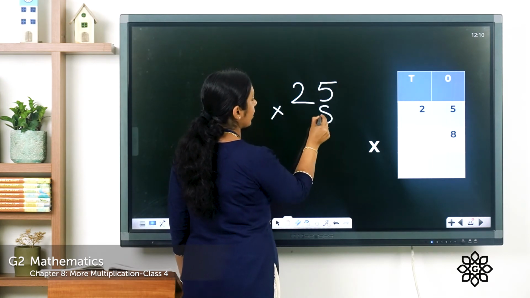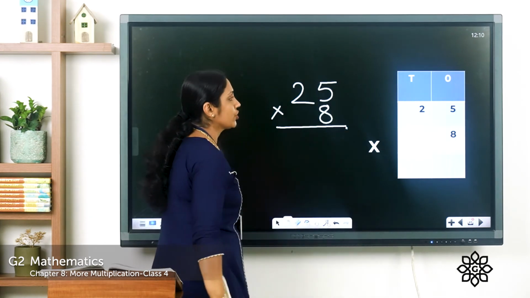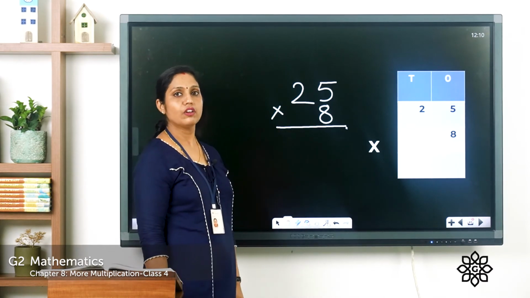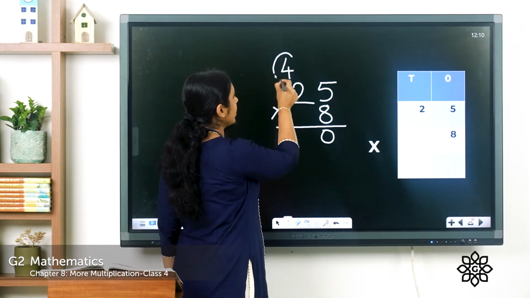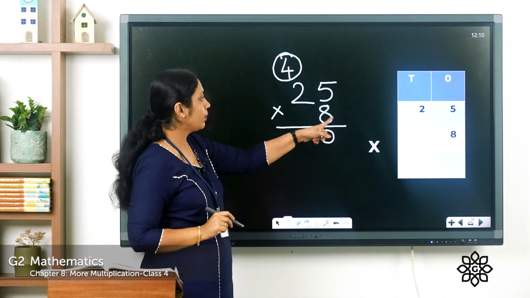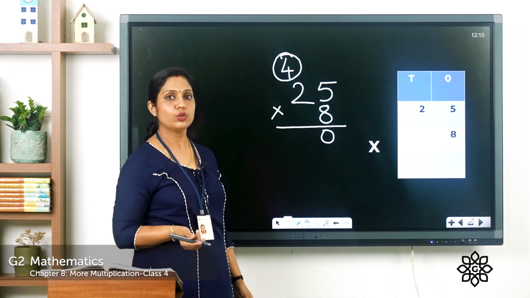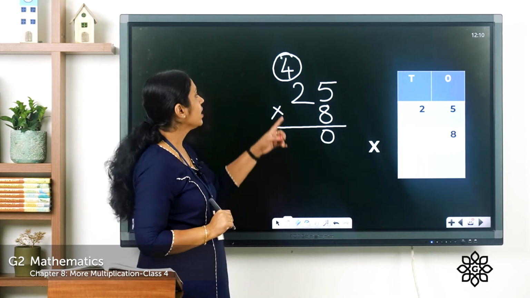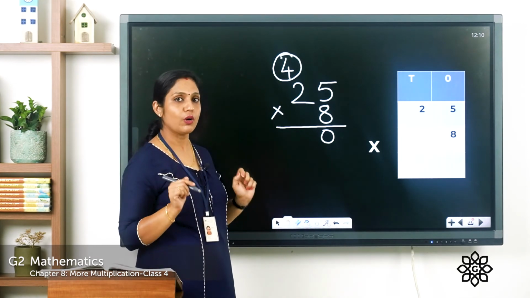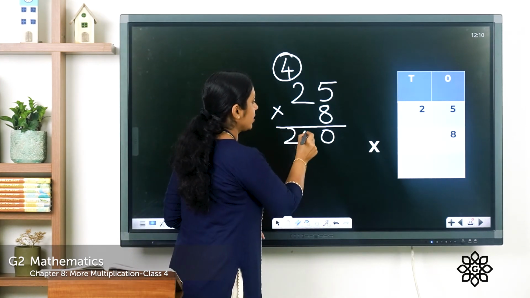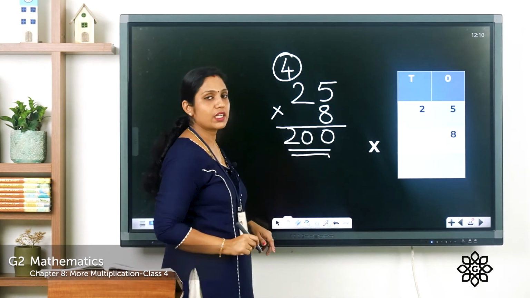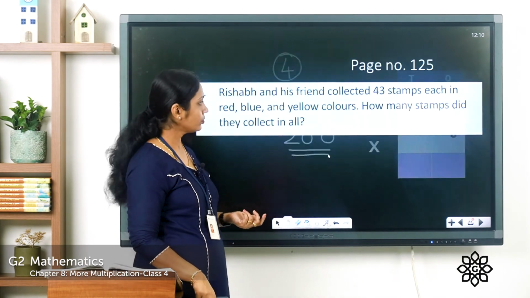Into 8. So we'll start with the ones position. 8 fives are 40. Write 0 here. 4 will carry over to the tens place. Now we'll multiply 8 into 2. 8 twos are 16. 16 plus 4. So how much is 16 plus 4? 20. So the answer is 200. So total seats are 200.